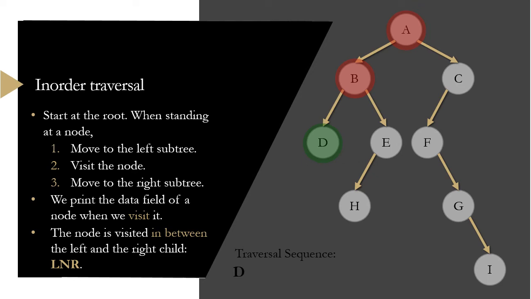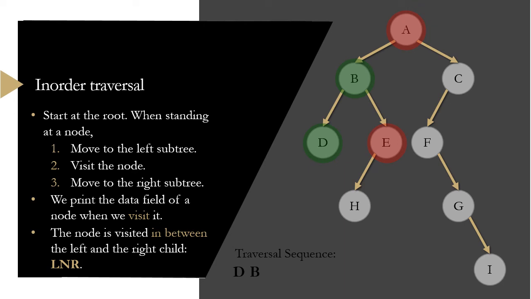Go back to node B. You have just visited the left subtree of node B, or you have completed step 1 for node B. So step 2 says visit the node. We print B. Does it have a right subtree? Yes. Move to it.